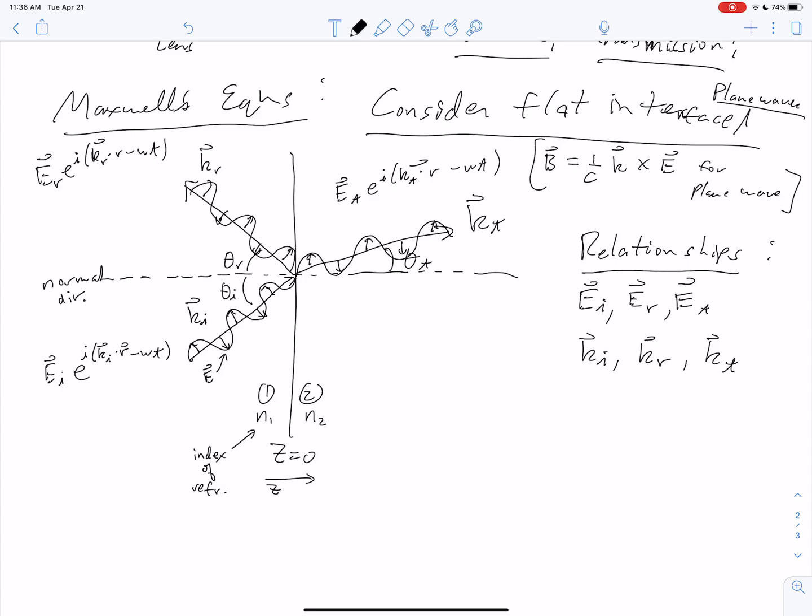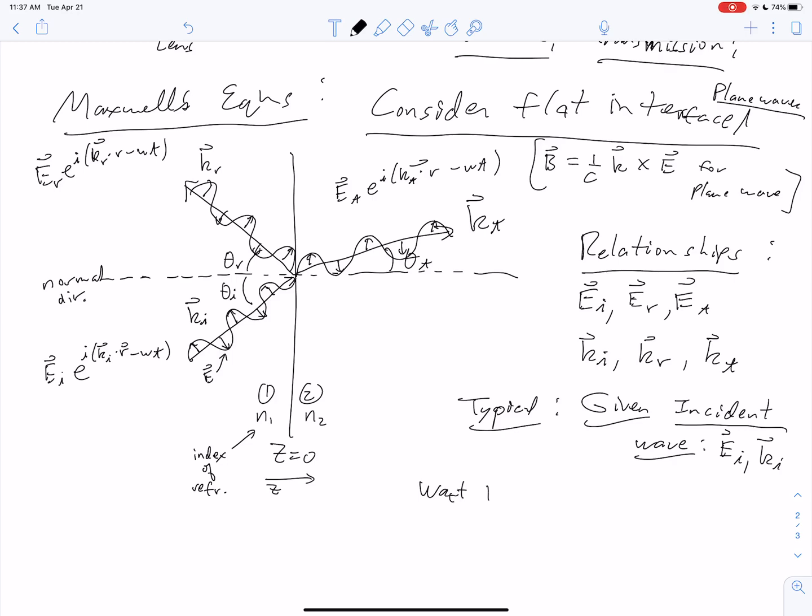What are the relationships between these 6 quantities? The typical situation is that you're given an incident wave. Typically the incident wave is given, because that's like your flashlight or your laser. You're given the incident wave, E_I and K_I. So that characterizes the incident wave, but you want to know what happens.